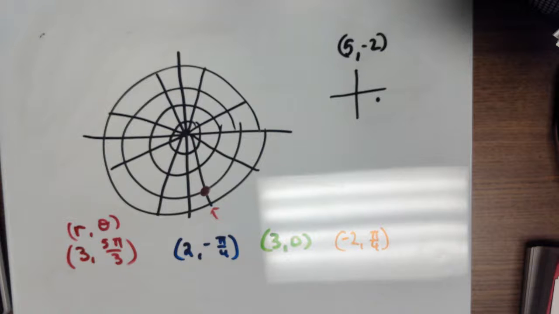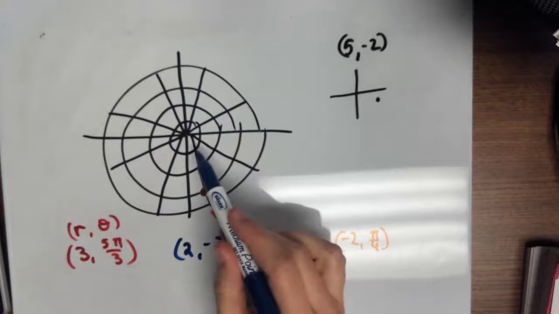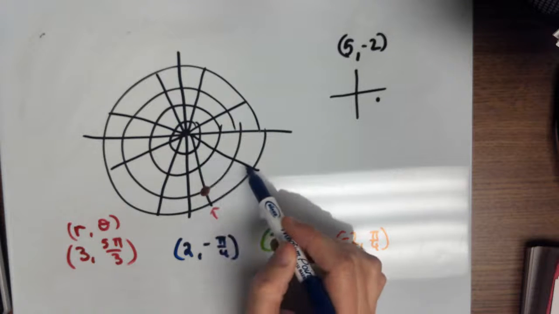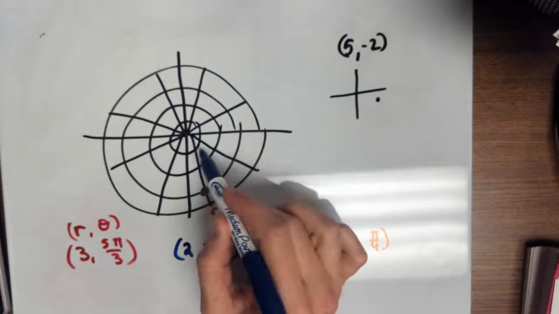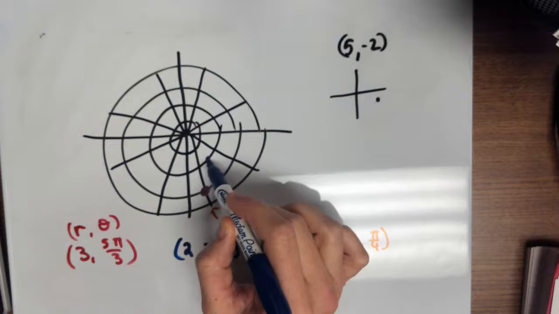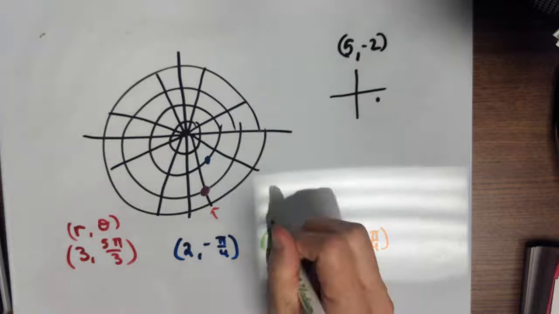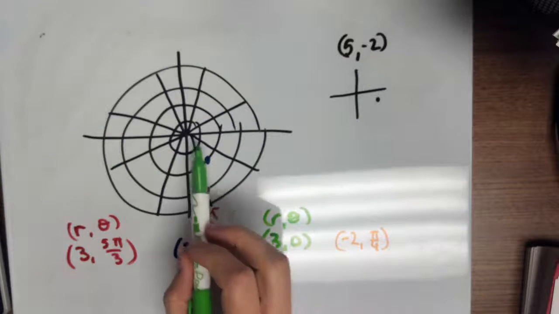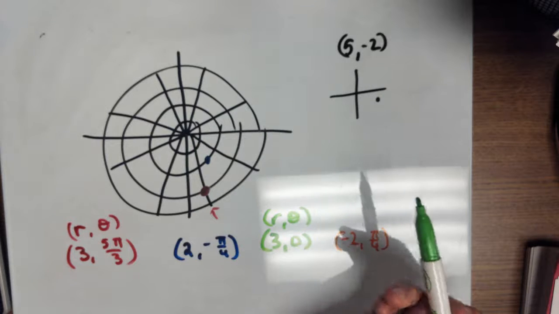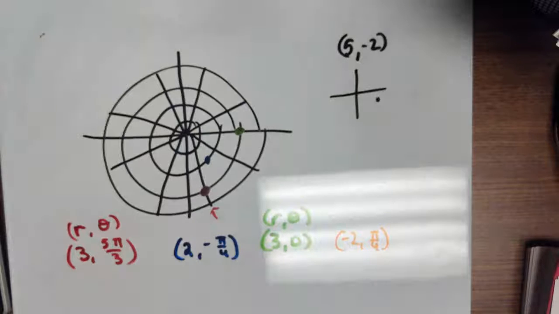Next we've got (2, -π/4). With this specific graph that you guys have, π/4 is not listed, so it's going to be in between my π/6 and π/3. So -π/4 is going to fall right around here. I'm going to go out 2 little spokes, and that's it. (3, 0). Remember, it's r comma theta. So my angle is 0 radians, or 0 degrees. It's just going to fall on that positive x-axis, basically. Think of it that way. We're just going to go out 3 spokes, and we're done.